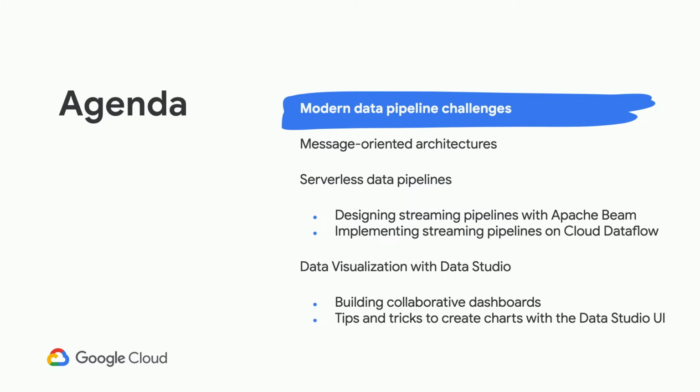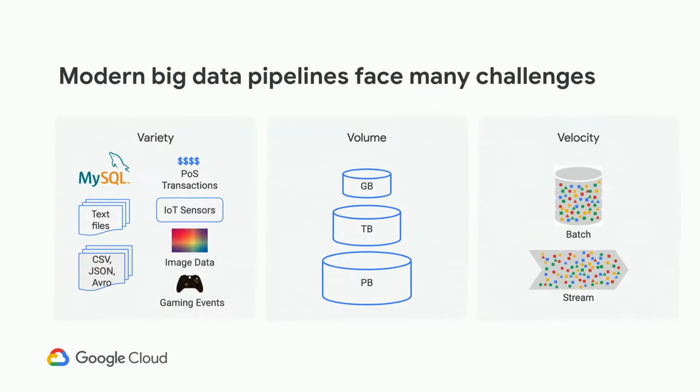So we're going to show you the modern data pipeline challenges, and then we'll talk about message-oriented architecture, which is basically how the data comes in. Later on we will have the serverless data pipeline, which uses an open source project called Apache Beam. It runs on Google Cloud Platform, and it will give you a good reason why you want to run that open source here. And of course, data visualization with Data Studio is a nice thing to do as well, and we will introduce that.